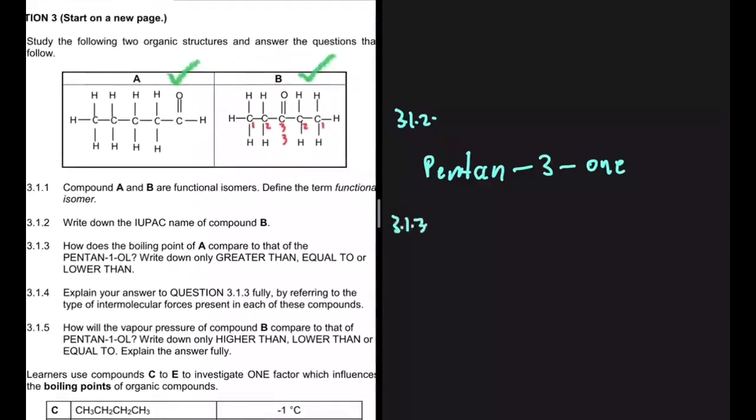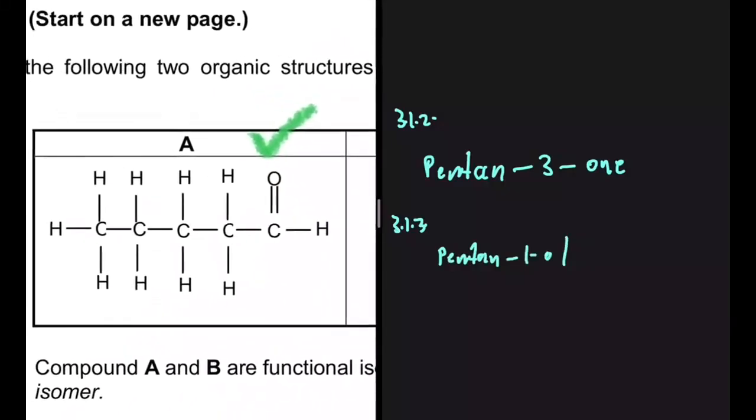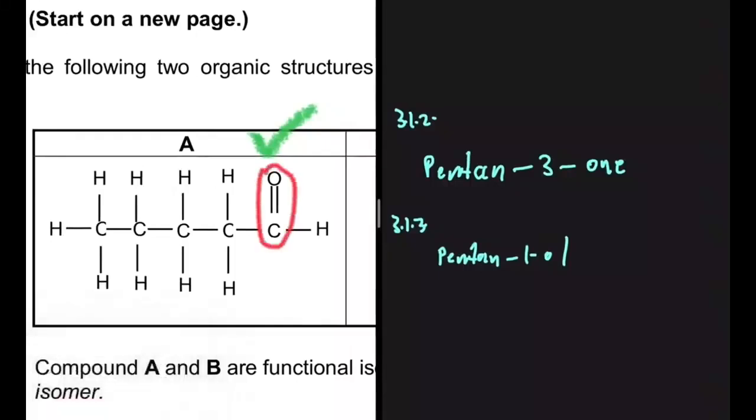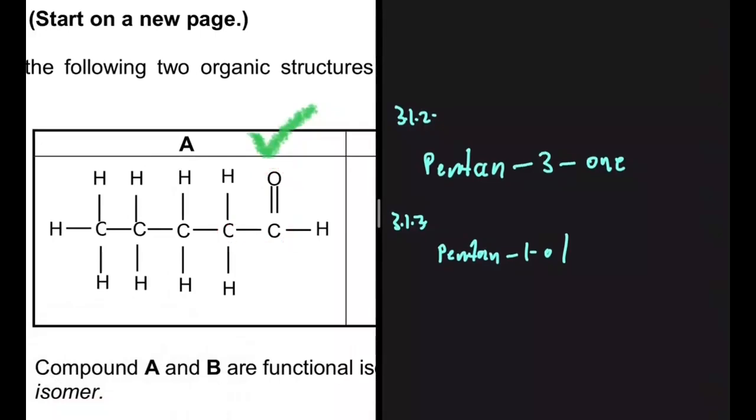Let's look at 3.1.3. How does the boiling point of A compare to that of pentan-1-ol? So we have pentan-1-ol and compound A. Write down only greater than, equal to, or lower than. So let's go to compound A. Compound A is an aldehyde because the carbon that is bonded to the oxygen is only bonded to one other carbon. So that makes it an aldehyde. So we have pentan-1-ol and pentanal. Pentan-1-ol is an alcohol.